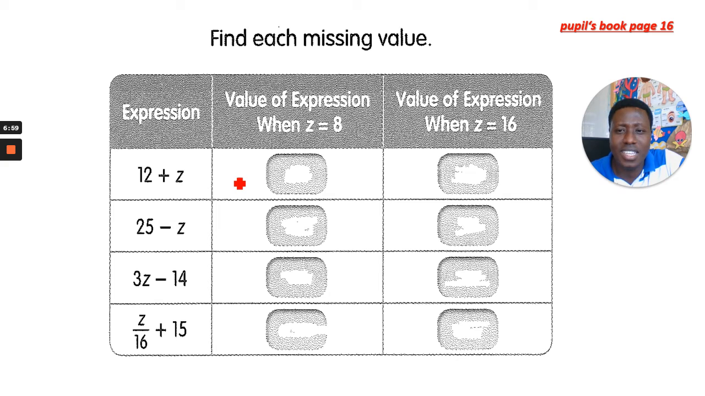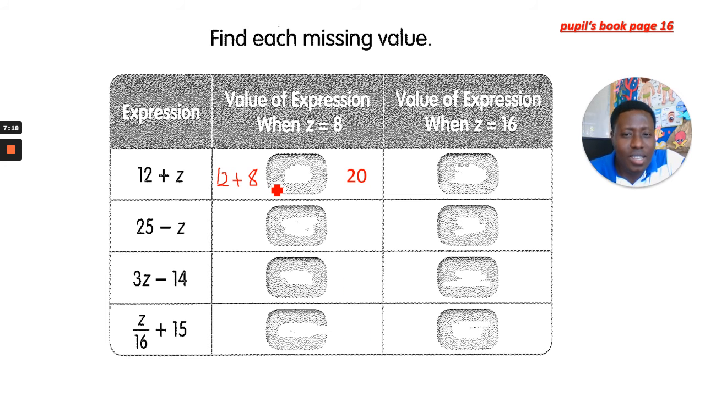So the first column says 12 plus z. So it's going to be 12 plus, and z is 8. So what do you think the answer will be? 12 plus 8. 20. Very good.